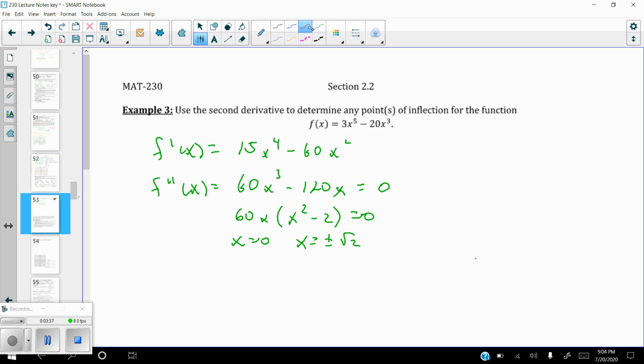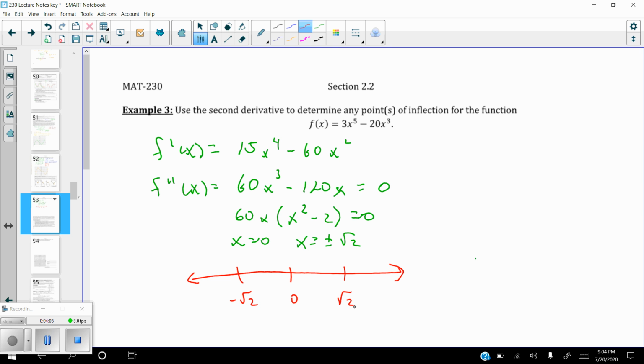All right, so here I'm going to go back to what we used to do with the first derivative test. I'm just going to create myself a little number line here and put all the possible inflection points on there. So I've got negative square root of 2, 0, and positive square root of 2, making sure I'm going numerically left to right. So now we're testing the second derivative for concavity.